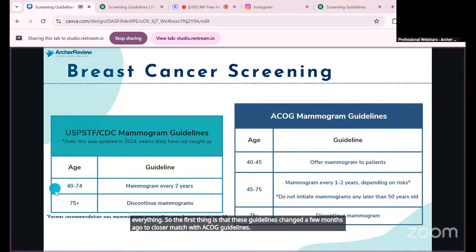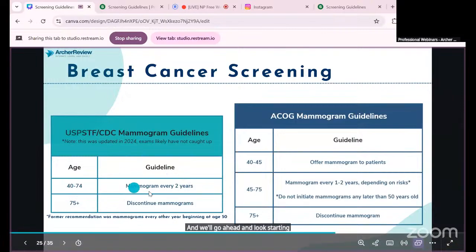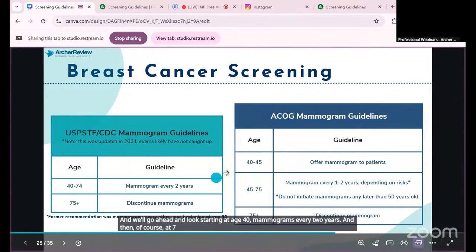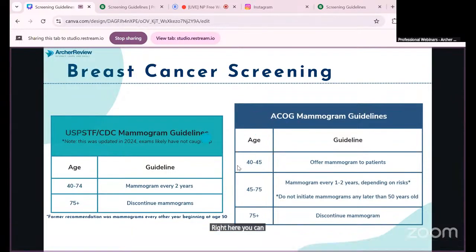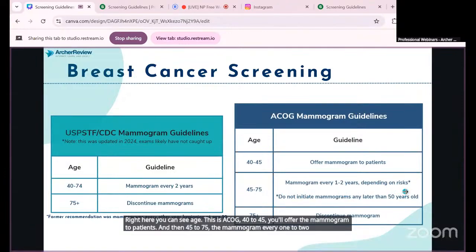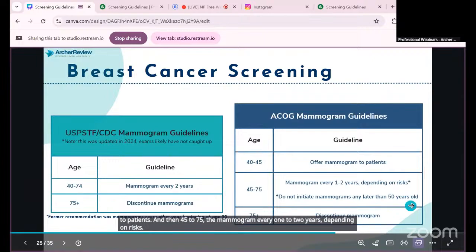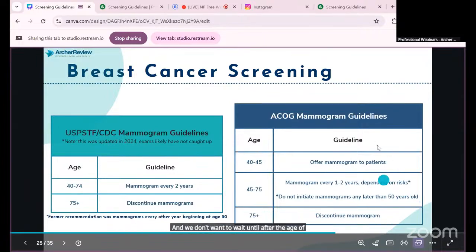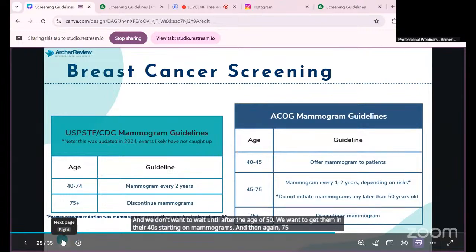So the first thing is that these guidelines changed a few months ago to closer match with ACOG guidelines. And we'll go ahead and look starting at age 40, mammograms every 2 years. And then, of course, at 75 plus, we can consider discontinuing mammograms. Right here, you can see this is ACOG, 40 to 45, you'll offer the mammogram to patients, and then 45 to 75, the mammogram every 1 to 2 years, depending on risks. And we don't want to wait until after the age of 50. We want to get them in their 40s starting on mammograms. And then again, 75 plus, discontinue the mammograms.